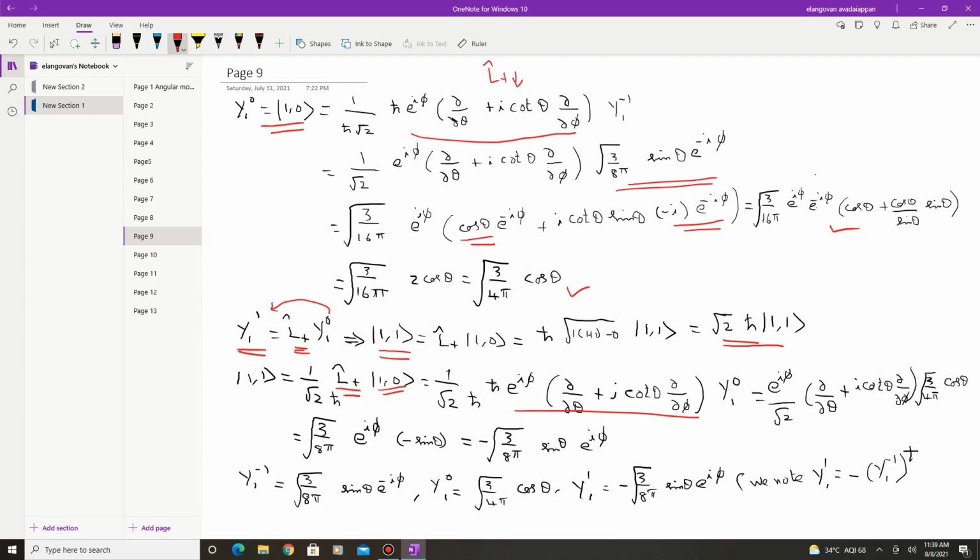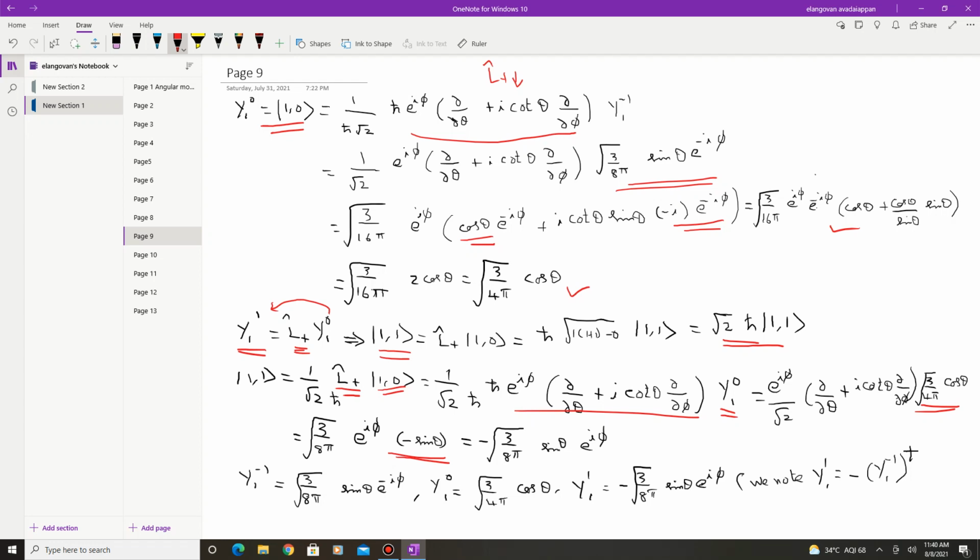You substitute this value of Y(1,0), that is square root of 3 by 4 pi cos theta. If we operate the operator d by d theta on this function, the cos theta term will be minus sin theta, and the second part, d by d phi acting on cos theta, will be 0. So you will have only one factor. This reduces to minus square root of 3 by 8 pi sin theta e power i phi. So Y(1,-1) can be calculated.